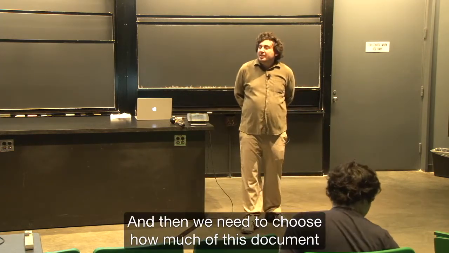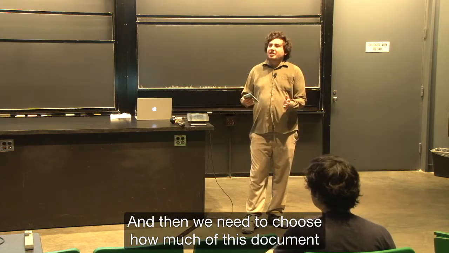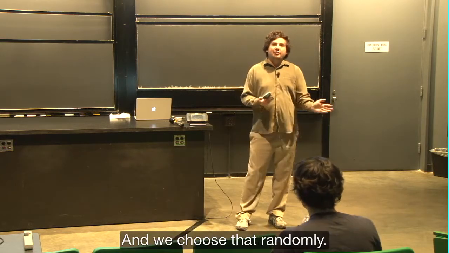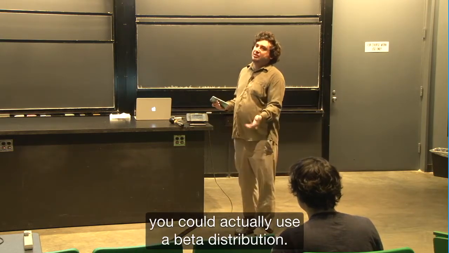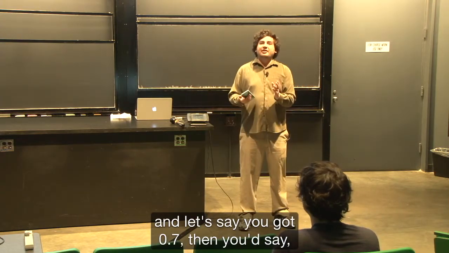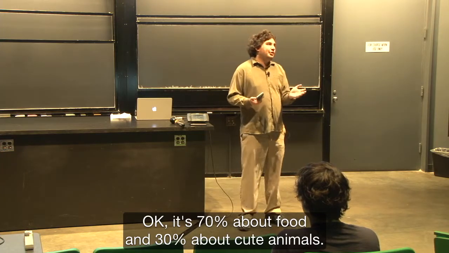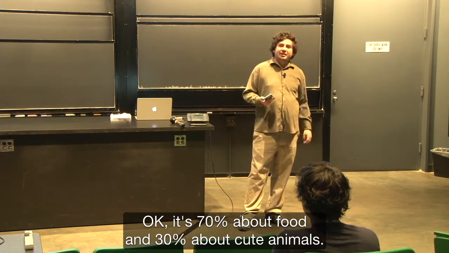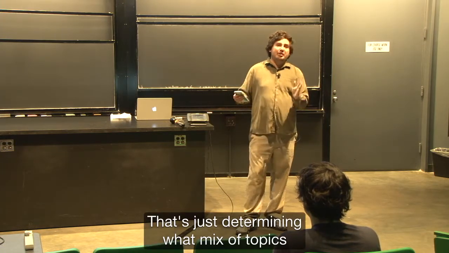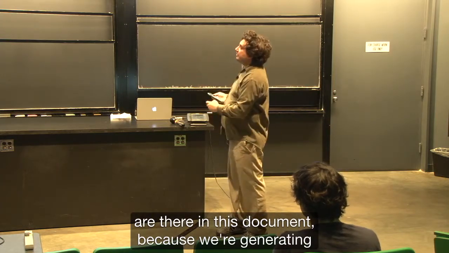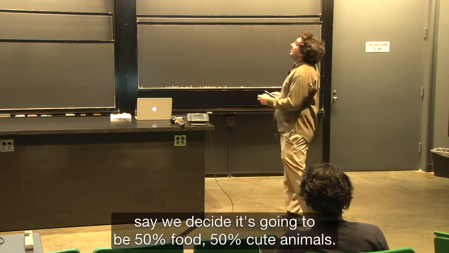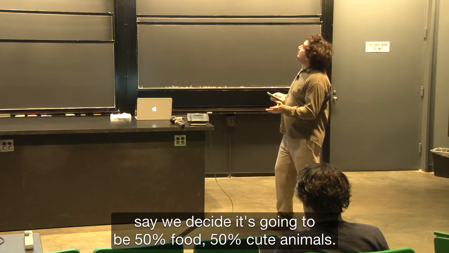Then we need to choose how much of this document is about food and how much of it is about cute animals, right? And we choose that randomly. In this case, because there's only 2 topics, you could actually use a beta distribution. You could generate a beta random variable, and let's say you got 0.7, then you say, okay, it's 70% about food and 30% about cute animals. So you randomly determine what the mixture is. More generally, it's a Dirichlet. That's just determining what mix of topics there are in this document, because we're generating one specific document. Just for example's sake, let's say we decide it's going to be 50% food, 50% cute animals.